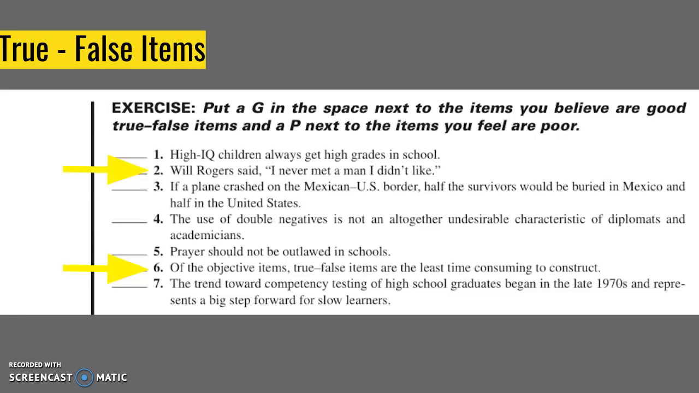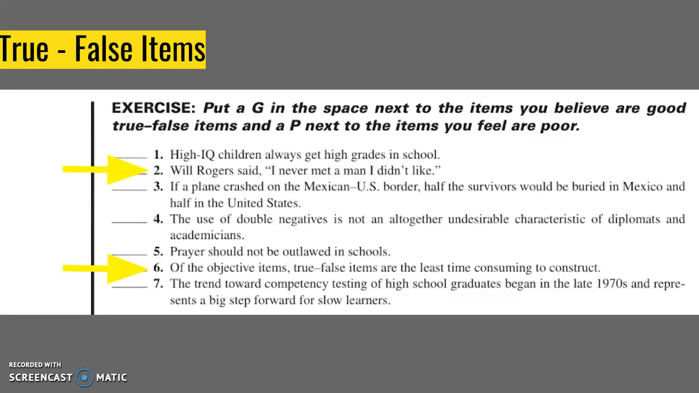However, it's still a 50% chance of guessing it correctly. That's what happens with true false. Number 3, if a plane crashed on the Mexican-US border, half the survivors would be buried in Mexico and half in the United States. That would be poor because of the word survivors. Some of you maybe even read it and didn't realize it, and just assumed that it was really fatalities. But a survivor couldn't be buried alive. So that would be poor.